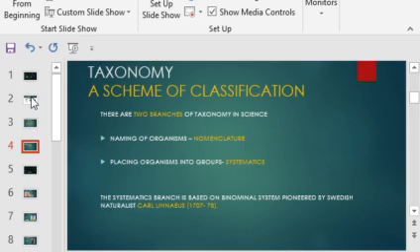The systematics branch is based on the binomial system pioneered by Swedish naturalist Carl Linnaeus between 1707 and 1778. Of course, you can do more reading on that to see how that came about. But the important thing to know is that we classify based on Carl Linnaeus's binomial system.